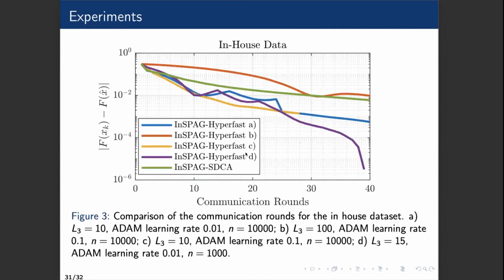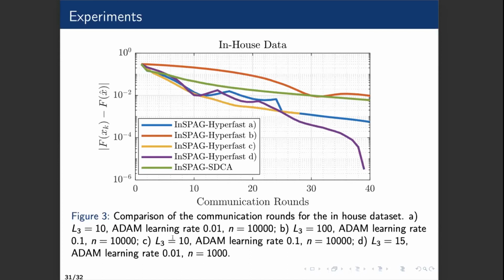And next, we move to in-house data. This is a really big data set, and this is experiments for inexact Spark. We see inexact Spark plus SDCA, and we see Hyperfast. So the green one is naturally inexact Spark plus SDCA. One variant of inexact Hyperfast is slower, because the constant L is rather big and not very well chosen. But if we tune this constant, we will converge better.